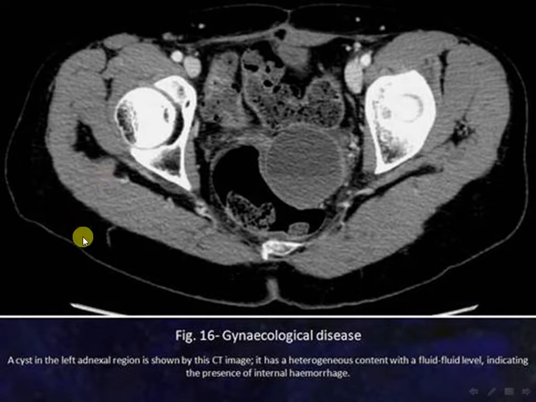This is another cause of left lower quadrant pain, which is a gynecological disease. Okay, there is a collection with a fluid debris level, indicating blood or hemorrhage within the cyst. This is a hemorrhagic cyst in the left ovary or left adnexa in general.